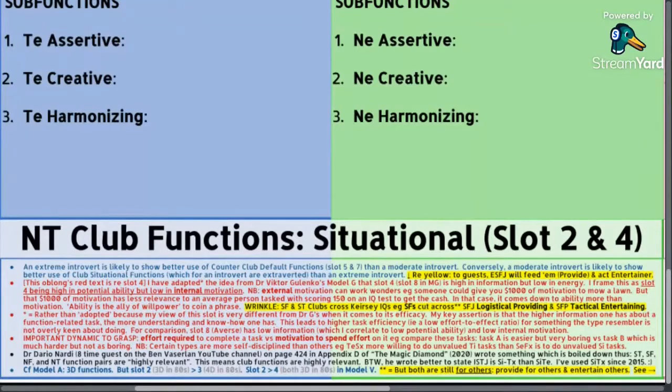And now I'm going to go back to that top bit about adaptive. So this oblong's red text is re-slot 4. I have adapted the idea from Dr. Victor Galenka's Model G that slot 4, slot 8 in Model G, is high in information but low in energy. My difference from Victor is the implications of that high information. That high information changes the dynamic in that the higher the information, the less energy is required.